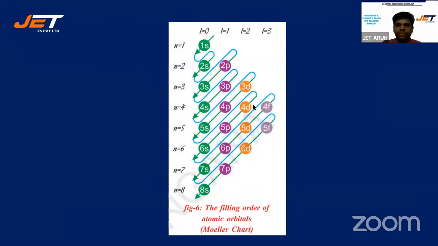Here is the Moeller chart, students. Very important diagram for you to write electronic configuration with ease. The order of energy levels in increasing order goes like this: 1s, 2s, 2p, 3s, 3p, 4s, 3d, 4p, 5s, 4d, 5p, 6s, and so on, as the arrow mark leads you to the other shells.